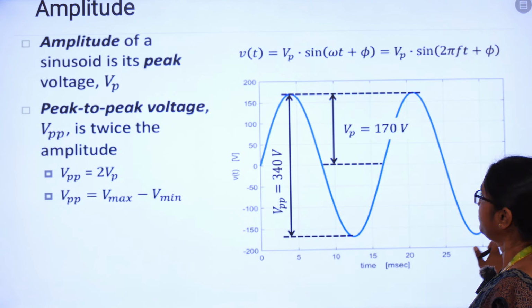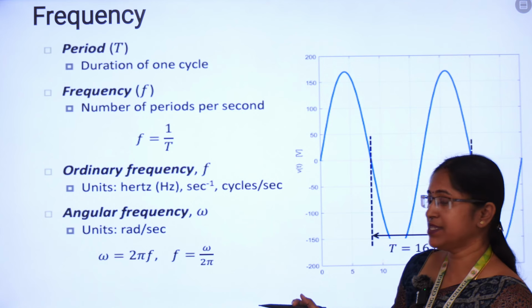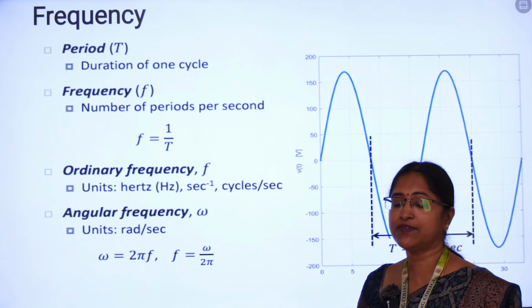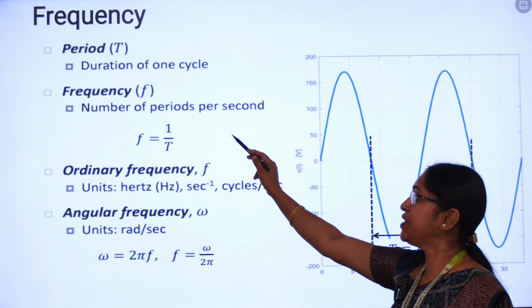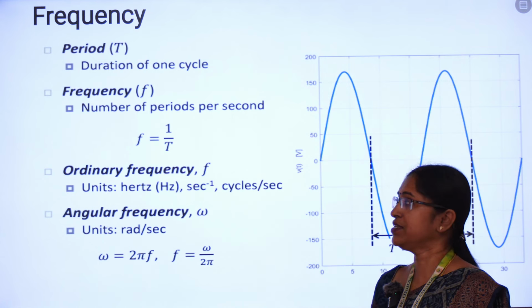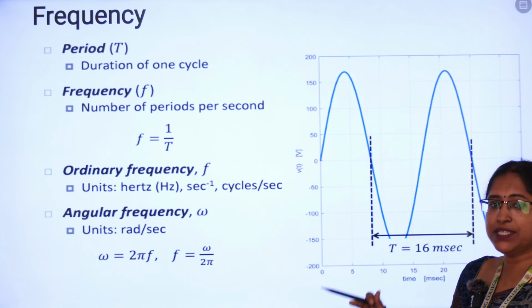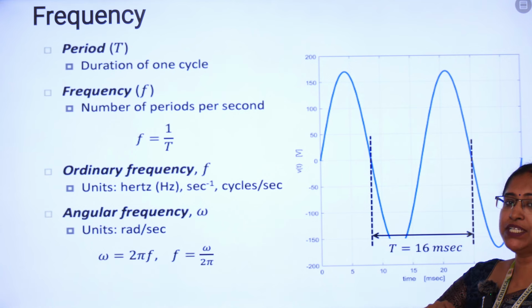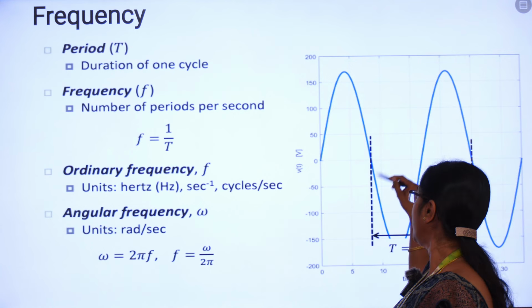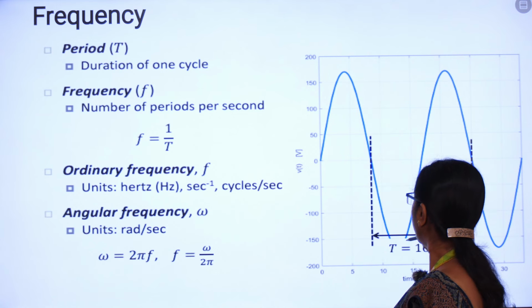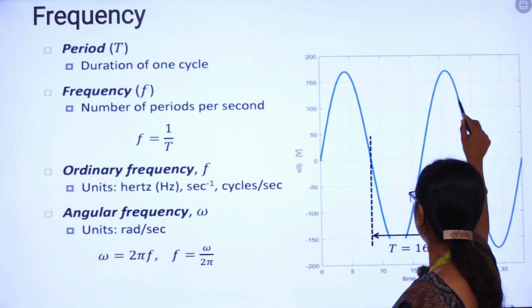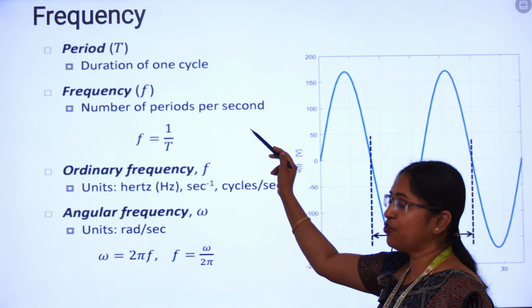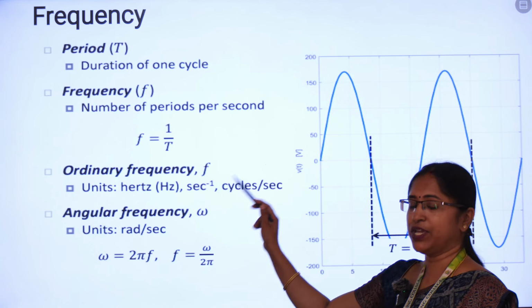The next is your frequency. So frequency is nothing but the number of times one particular cycle repeats. So the number of periods per second is called frequency. So now in this graph, what is the time period? Time period is the time taken by the waveform to complete one positive and one negative half cycle. So one positive and one negative, or one negative and one positive together constitutes your one time period. So the inverse of your time period is called your frequency.